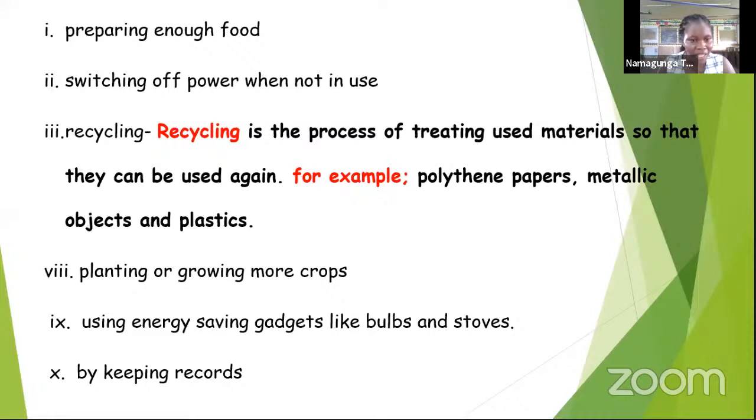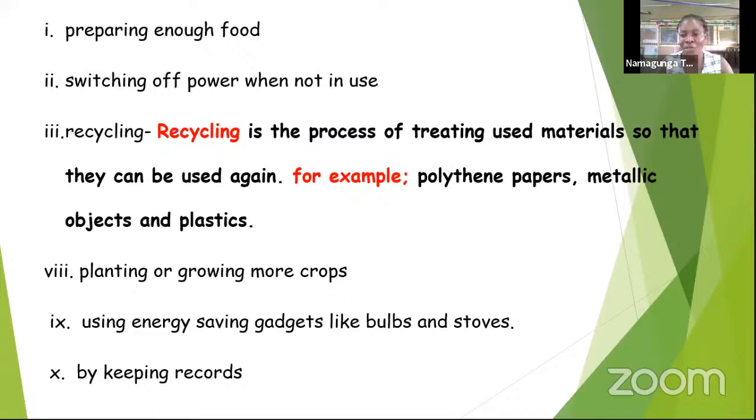We have number 8, which is planting and growing crops. Number 9, using energy-saving gadgets like the bulbs, like the stoves. And lastly, we have keeping records. What do I mean by keeping records? If today you have gone to the shop, you have bought this and this and this, you write them so that tomorrow you don't waste money going to buy them.